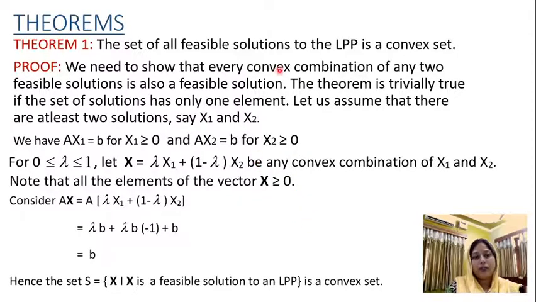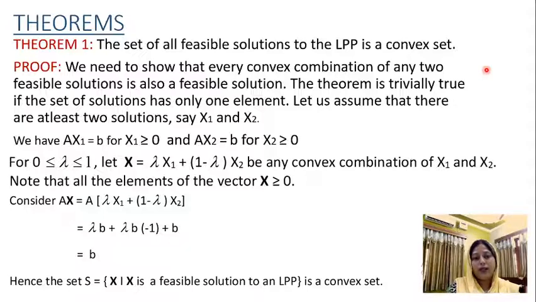Theorem: the set of all feasible solutions to the linear programming problem is a convex set. We need to show that every convex combination of any two feasible solutions is also a feasible solution. The theorem is trivially true if the set of solutions has only one element. Let us assume that there are at least two solutions, say x1 and x2.